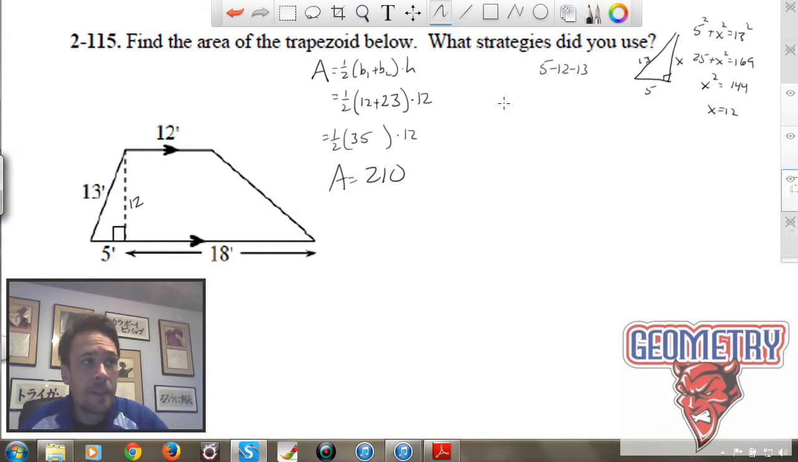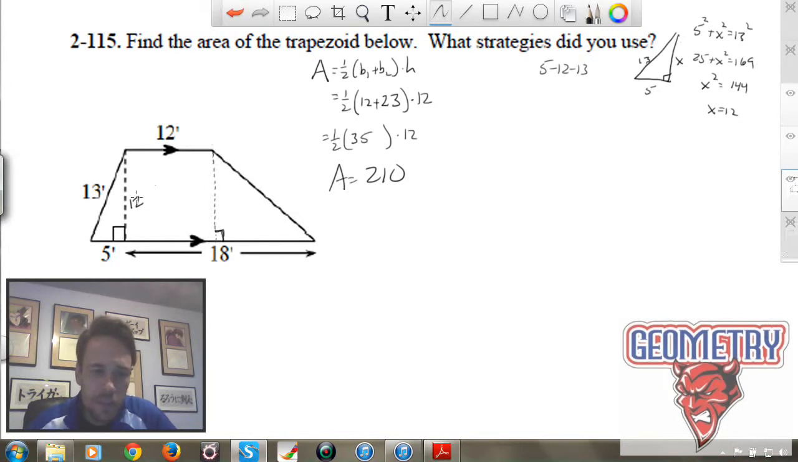Okay, let's see if there's another way we can find the area of this trapezoid, because maybe we didn't know the equation. Right? Maybe we blanked out, left our toolkit somewhere. I'm going to draw another altitude here between these two parallel sides.